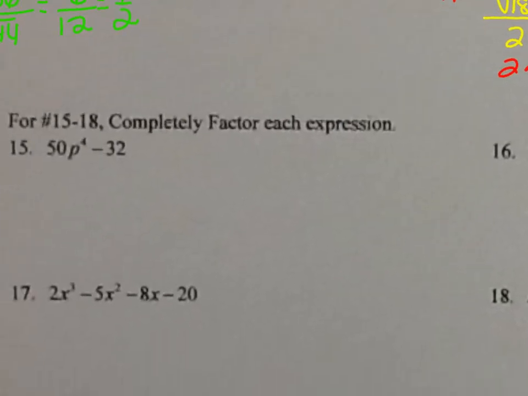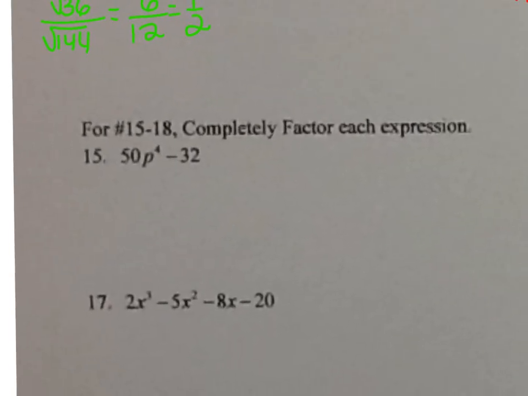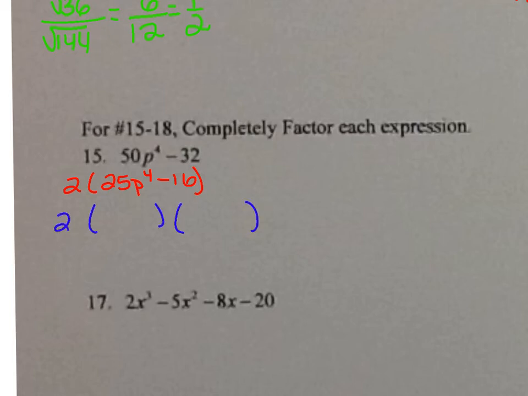Okay, number 15, we're factoring completely. So remember, we look for GCF first. And for number 15, there is a GCF. The GCF is 2. So we have 25p to the 4th minus 16. Remember, I got that by dividing both of my terms by 2. And then I notice I have a difference of squares. So bring down the 2. One gets a plus, one gets a minus. The square root of 16 is 4. The square root of 25p to the 4th is 5p squared.